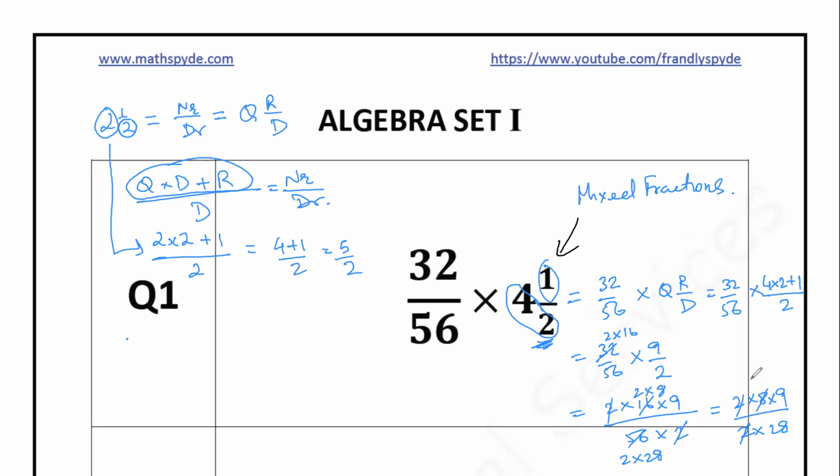This 8, I can write it down as 2 into 4, or perhaps if you know your table of 4, then you write it down as 4 into 2, and this one as 4 into 7. So therefore I get 4 into 2 into 9, don't forget the 9, and 4 into 7, 4 and 4 cancel, and I've got 18 upon 7. And this I can break down.